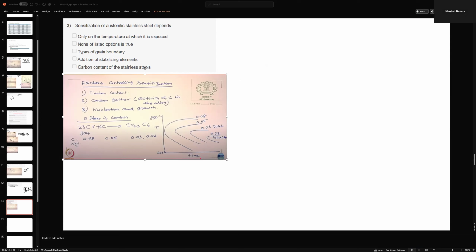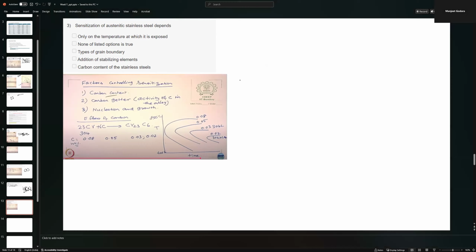Factor controlling sensitization: carbon content. So only the temperature is definitely incorrect. It's not the only one. It is one of them, but not the only one. Next, type of grain boundary.